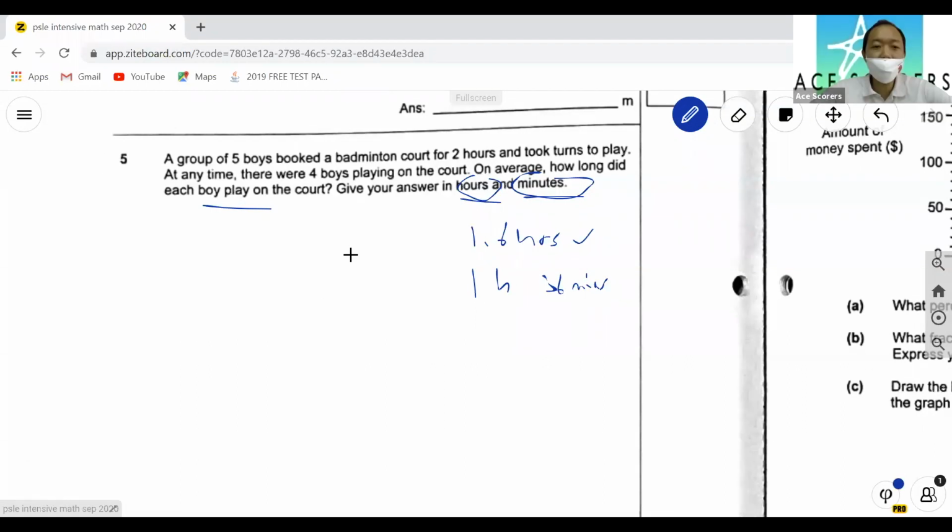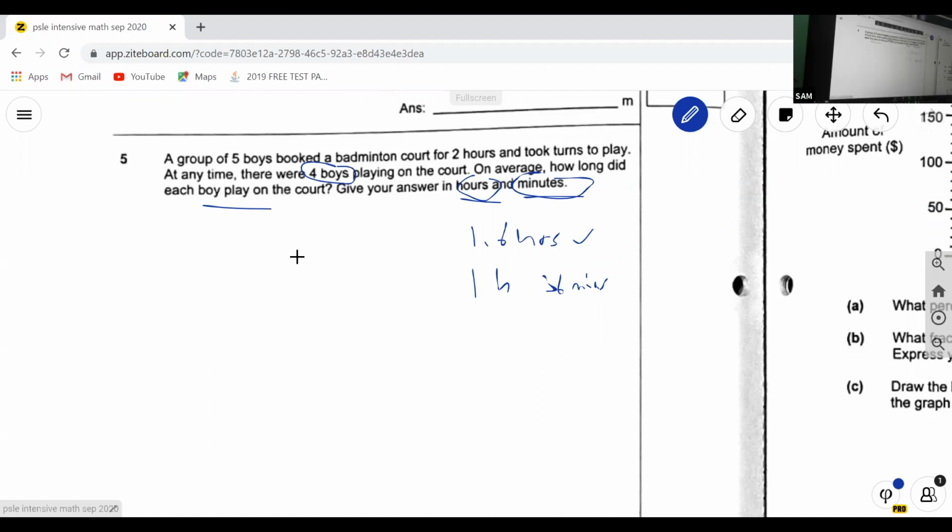Okay, so how do we do this? Is the answer 1 out of 36? Yeah, 1 out of 36. That's great. Now you see, 5 boys book a court for 2 hours and took turns to play. Anytime only 4 boys can play, right? So what's the total number of play time that's available for them?